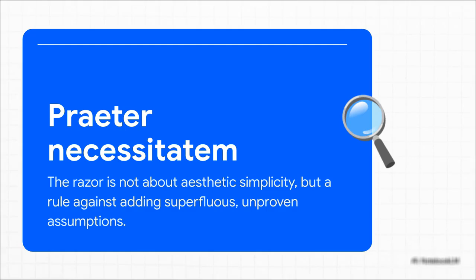The key takeaway here is that the razor isn't telling us to pick the theory that's the prettiest or the easiest to understand. No, it's a rule about efficiency. It's telling us not to invent extra baggage, extra causes, extra forces, extra unproven assumptions, unless we absolutely need them to explain what we're seeing. Don't make things needlessly complex.